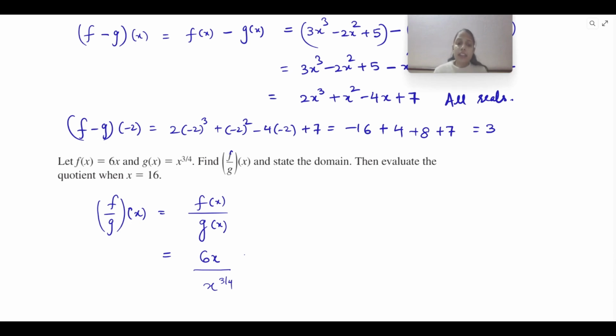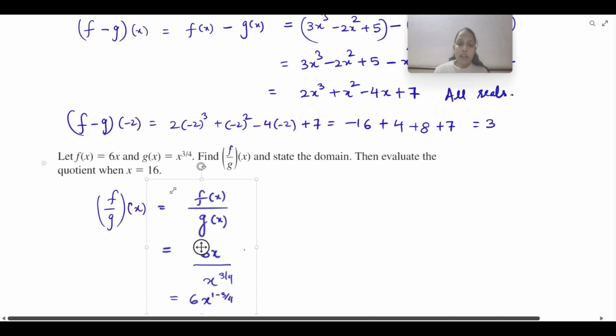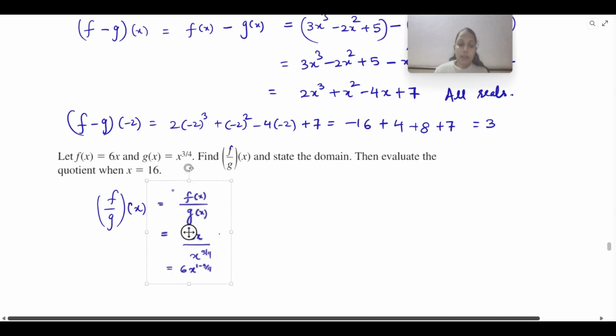You can shift this term at the top, right? I can shift this term at the top. It will be, this x can be shifted up, so 6x, 1 power was there. When this is shifted up, the power becomes negative. So what you are getting is 6x to the power 1 minus 3 by 4, which is x power 1 by 4.